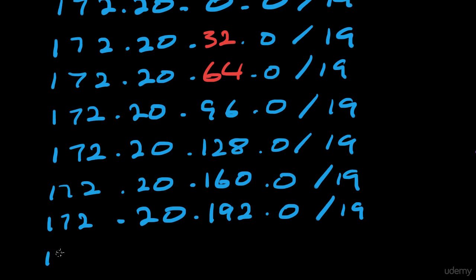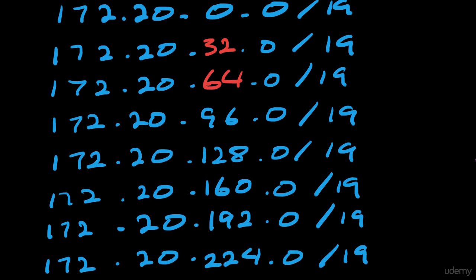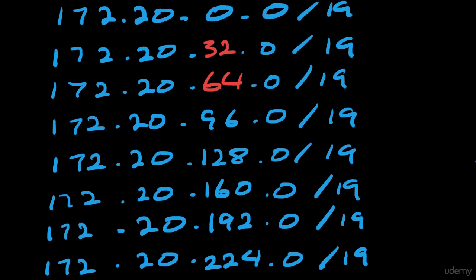The last one is 172.20. 192 plus 32 is 224.0/19. Let me just see if I could center this correctly, and there we go. So these are our 8 network IDs.